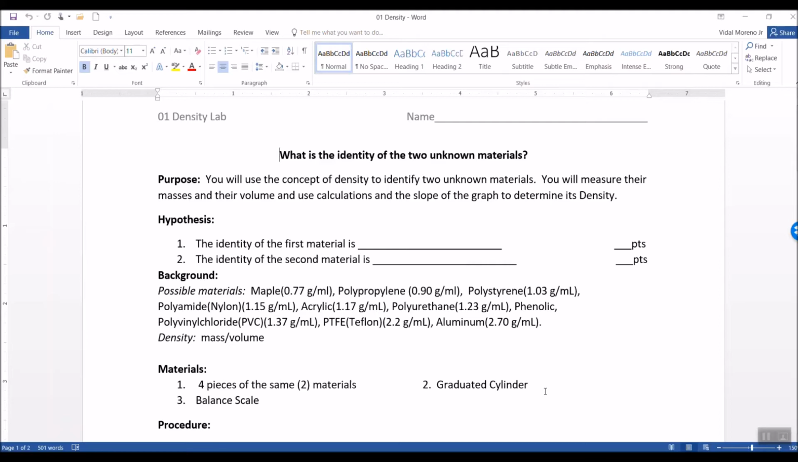All right, I would like to very quickly take you through how to do this lab, making sure that you are well aware of some of my expectations.